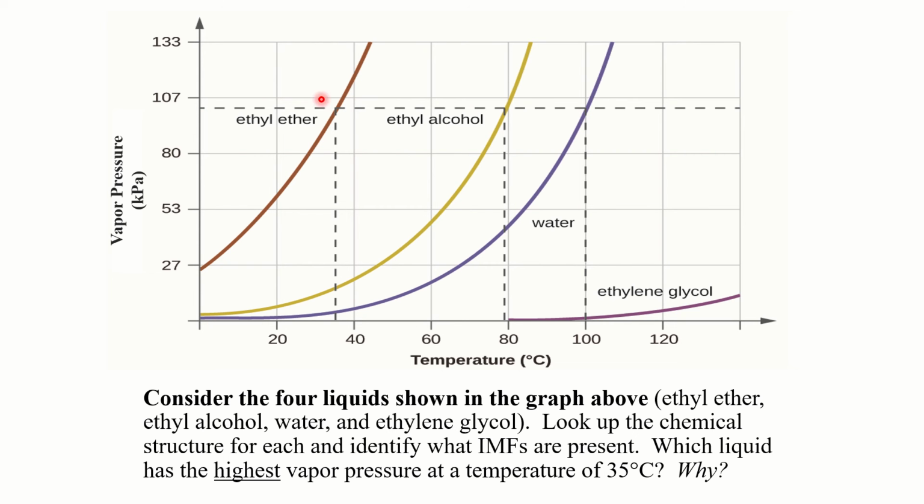Now, the point being is when you look up these structures, you should find that the ethylene glycol, the water, and the ethyl alcohol all have OH groups. They all have hydrogens directly bonded to oxygens, which means they all exhibit hydrogen bonding, whereas the ethyl ether is polar, but it does not exhibit hydrogen bonding, so it would exhibit dipole-dipole interactions only. So ethyl ether has the weakest intermolecular forces of the 4, and therefore it will have the higher vapor pressure at the same temperature.